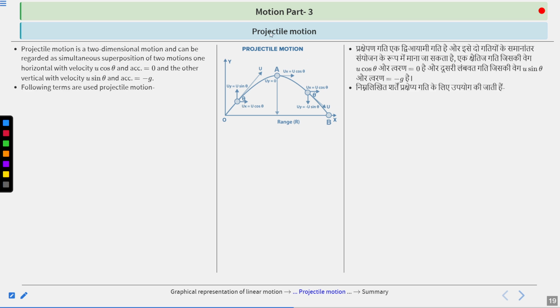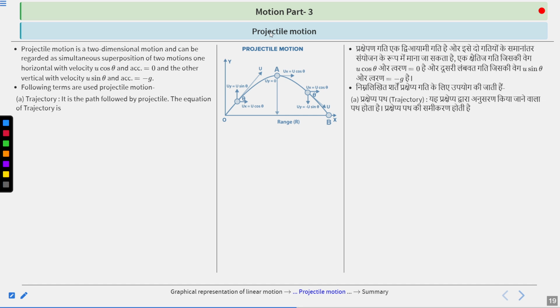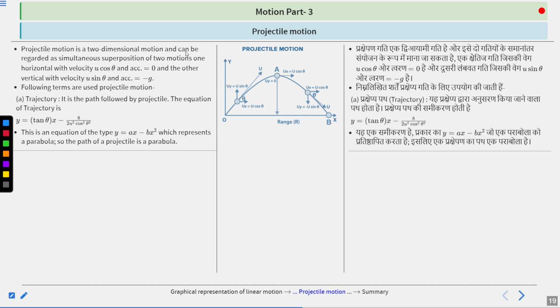The following terms are used for projectile motion. Trajectory: it is the path followed by the projectile. The equation of trajectory, like you can see this line here, this is the trajectory, because this is the path followed by the projectile. y is equal to x tan theta minus g x squared by 2 u squared cos squared theta. This is an equation of the type y equal to ax minus bx squared, which represents a parabola. So the path of a projectile is a parabola.